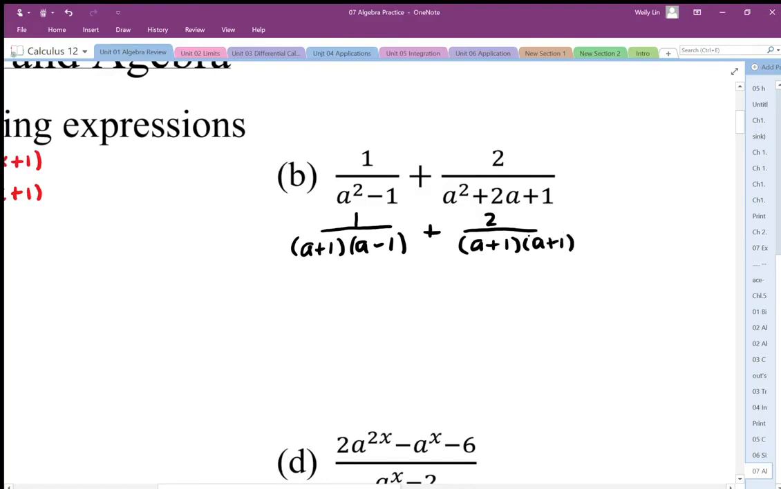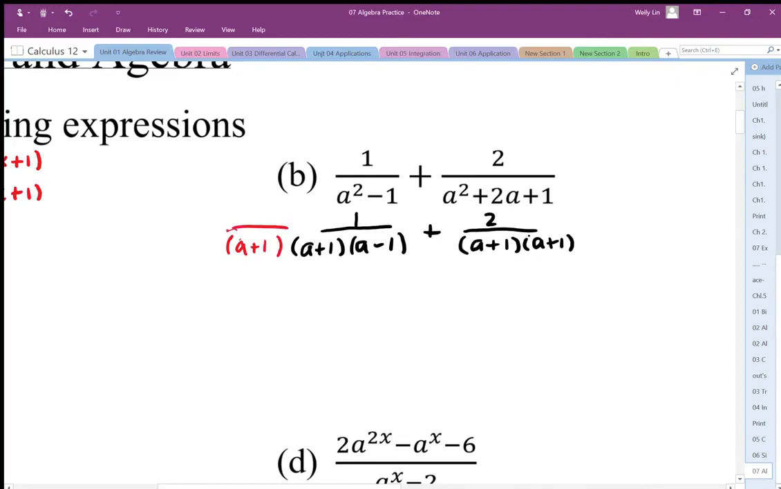To get a common denominator, we need to make the factors match. If I look at the first fraction over here, this one has two a plus 1s. This one is missing an a plus 1; he's only got one of them. So we need to put an extra a plus 1 factor here. That makes the factors match.